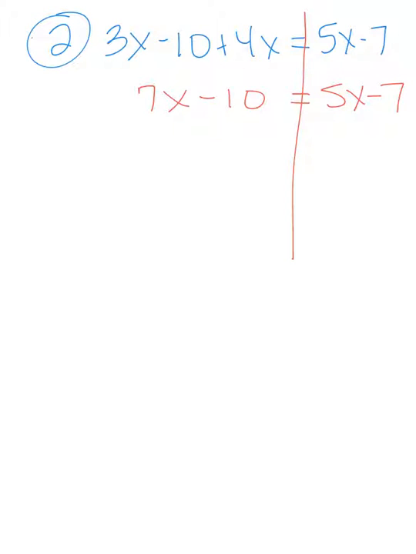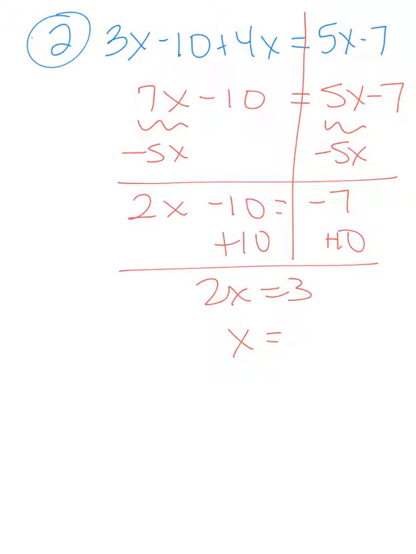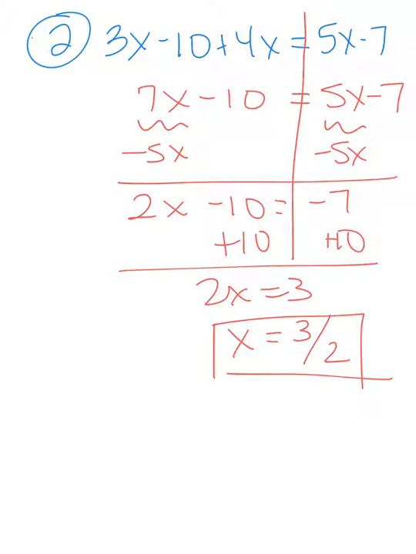Now again, I'm going to try to get all my variables to one side and my constants, or my numbers, to the other side. I have a 7x on the left and a 5x on the right, and I want to keep my coefficient positive. I'm going to subtract that 5x from both sides, which gives me again positive 2x minus 10 is equal to negative 7. I add 10 to both sides, and I have 2x is equal to 3, so x is equal to 3 over 2. And it's okay that I have a fraction. That's going to happen sometimes. It's an improper fraction because my numerator is higher than my denominator, which is fine.